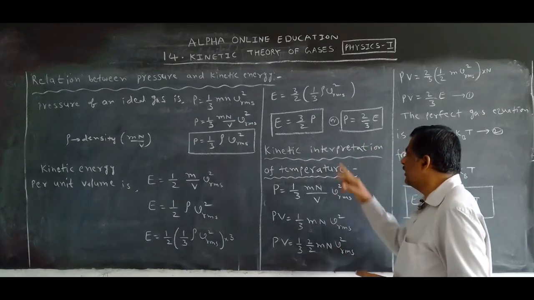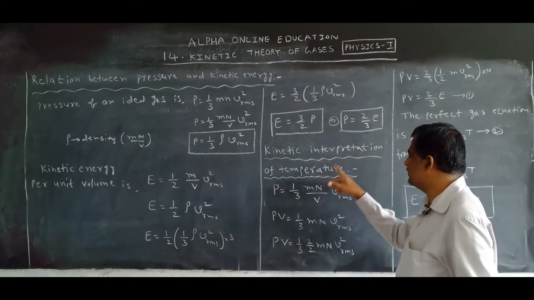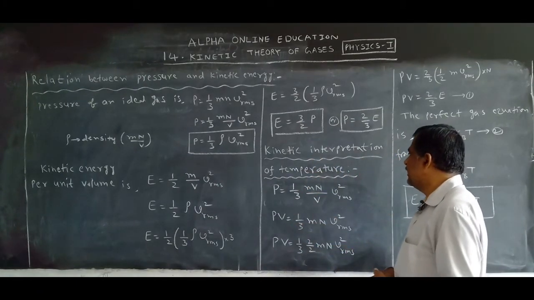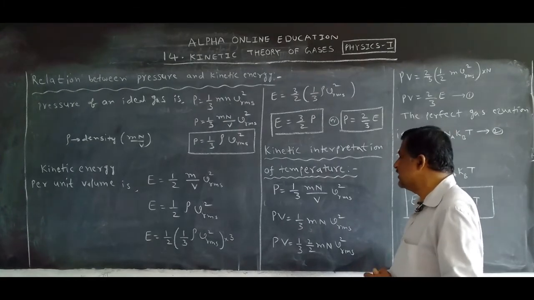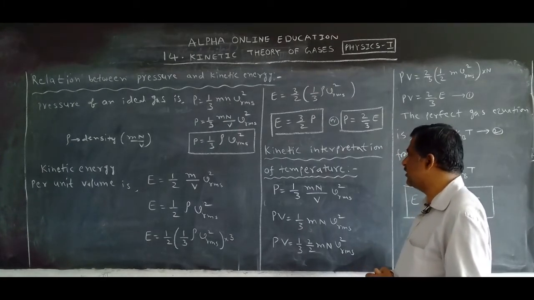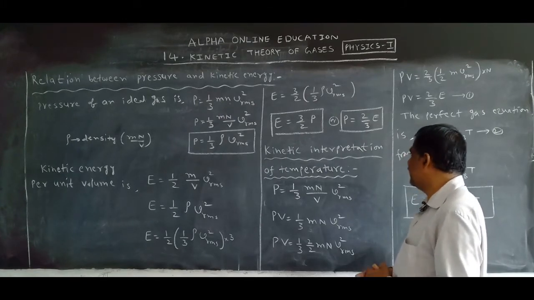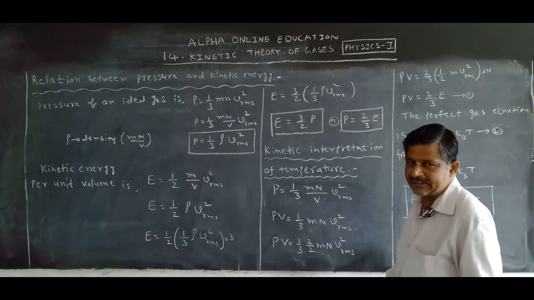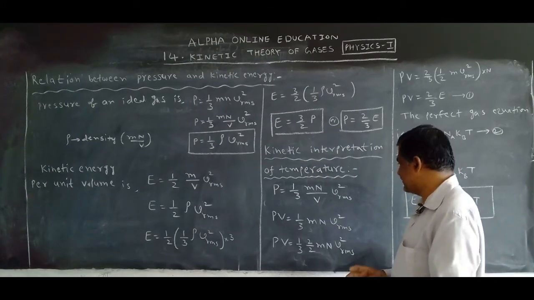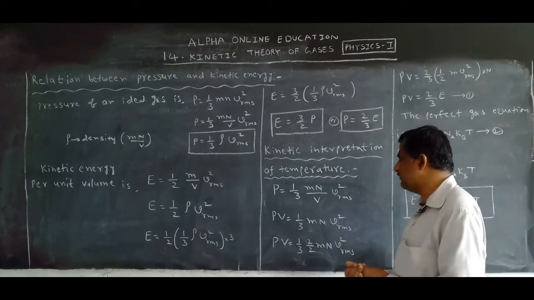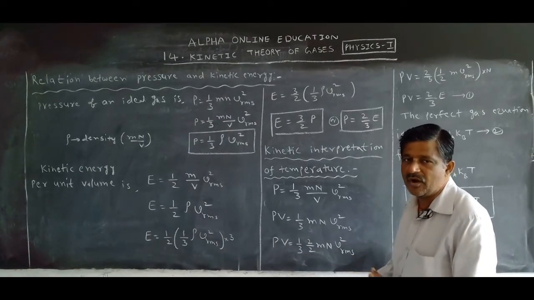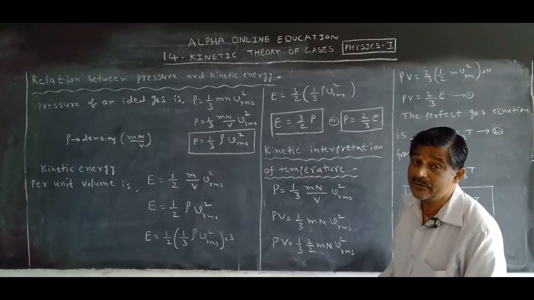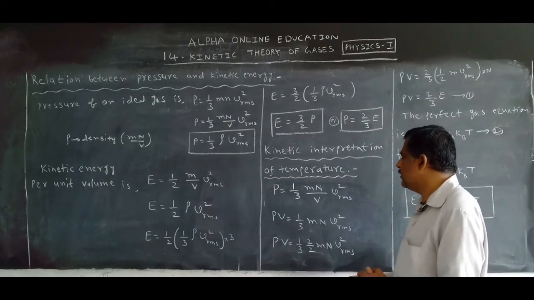Next, kinetic interpretation of temperature. This is a very important question in this chapter for 4 marks. Kinetic interpretation means the kinetic energy of gas molecules interpreted in terms of temperature. Now we want to derive that. From this only we will get the definition of absolute temperature. Okay, we know that one.